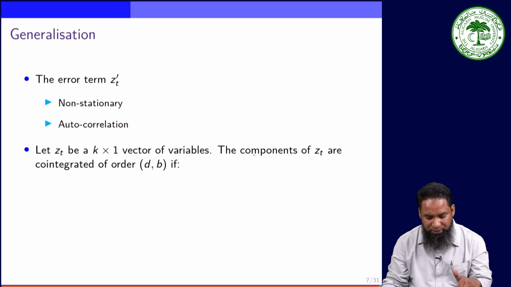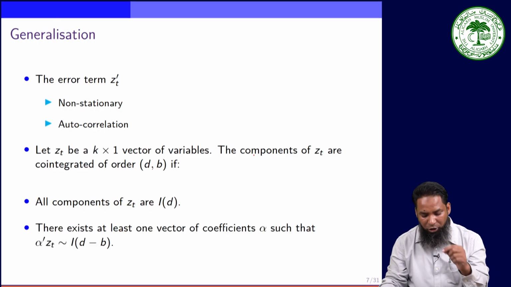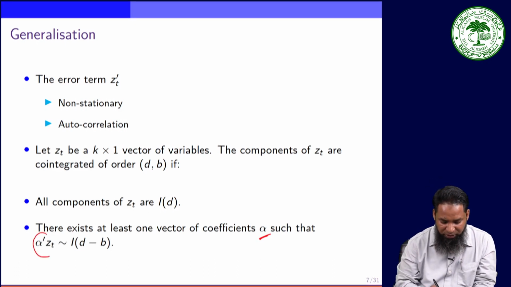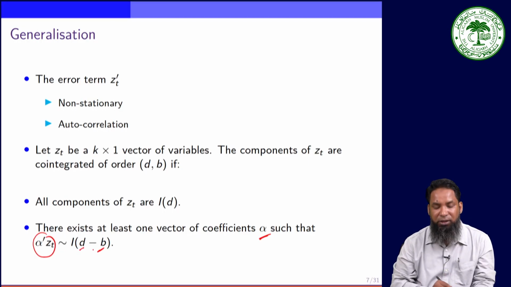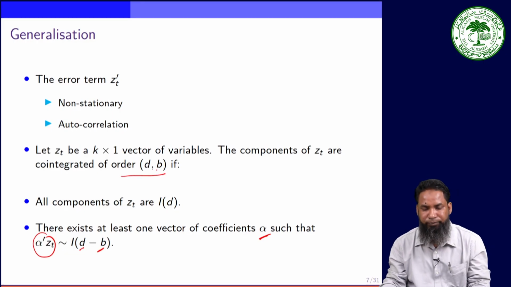However, let us say this zt is a k by 1 vector of variables. Then the components of zt are cointegrated of order d and b if all components of zt are integrated of order d. However, there must exist at least one vector of coefficients alpha such that alpha prime zt follows the order of integration d minus b. Then we will call all those variables cointegrated of order d and b.